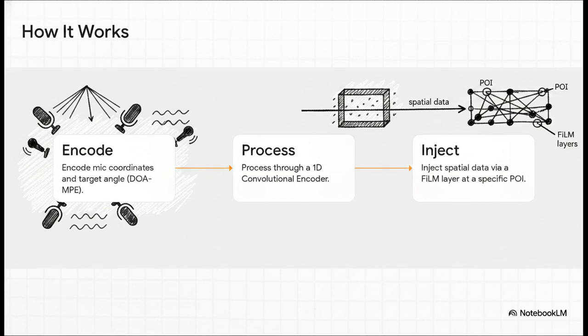And Step 3. The absolute magic moment. Inject that spatial data directly into the main filter's workflow through those FiLM layers at specific injection points. By doing this, the AI isn't just mindlessly processing sound anymore. It suddenly gains real-time awareness of its own physical layout. It finally knows the shape of its own ears.